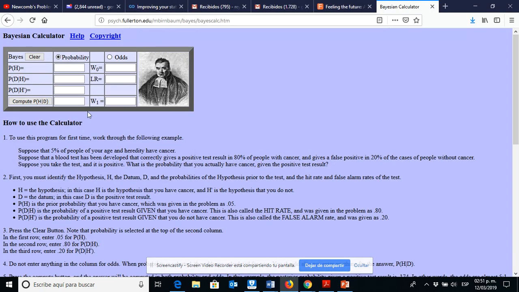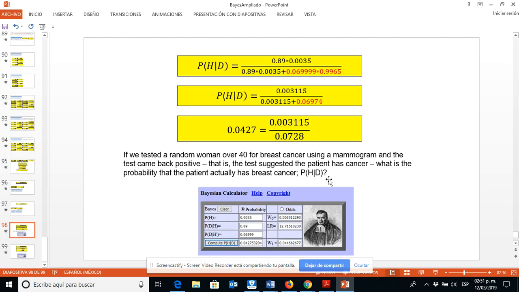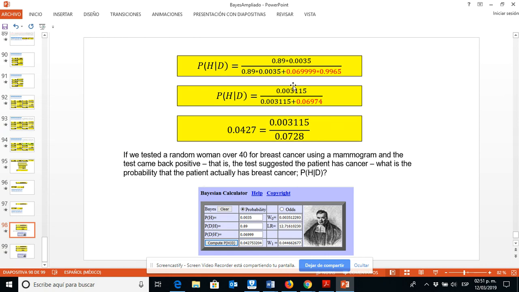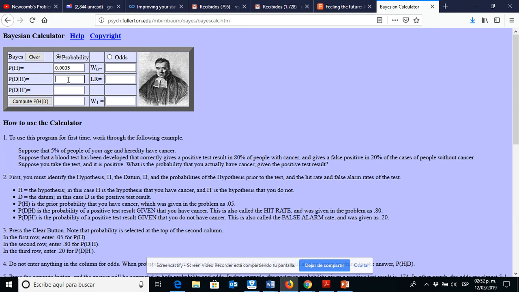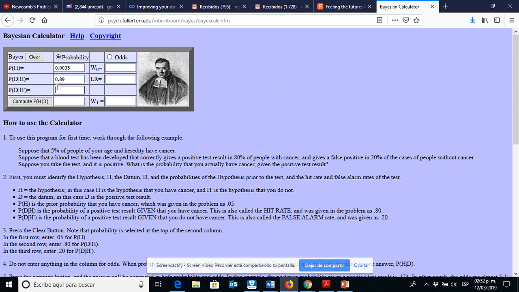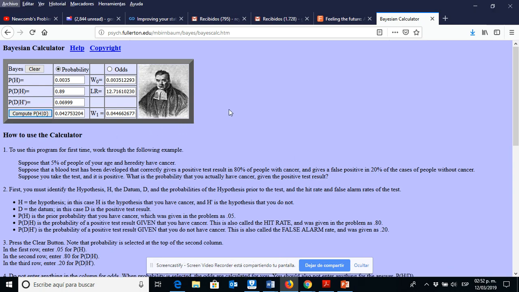Now, we are in a position to use the Bayesian calculator. We go to the Bayesian calculator, and the Bayesian calculator asks us for the prior probability. The prior probability is this one, 0.0035. So we give it 0.0035. The conditional probability is this 0.89. And this one, this is the probability that the formula is asking for, 0.0699. So we give that, we click that, and the result is 0.0427.